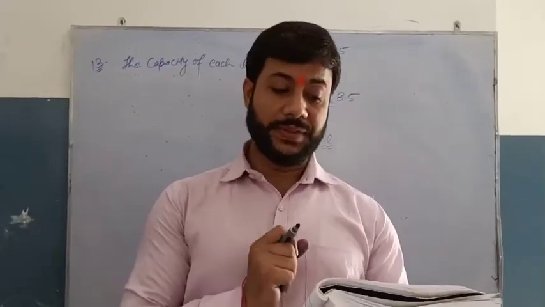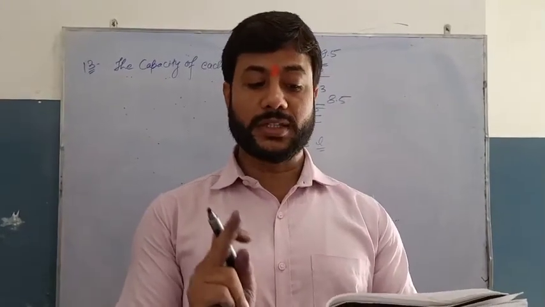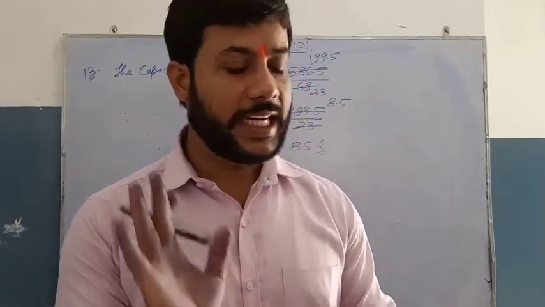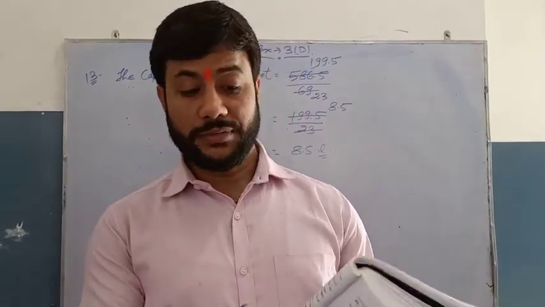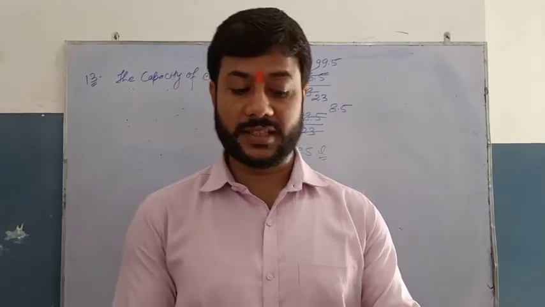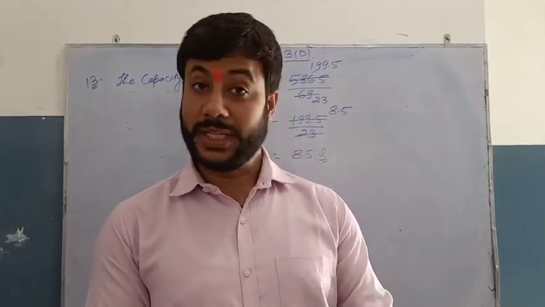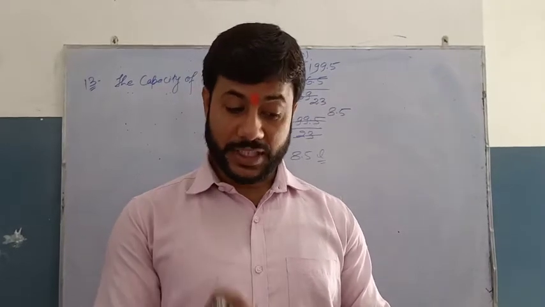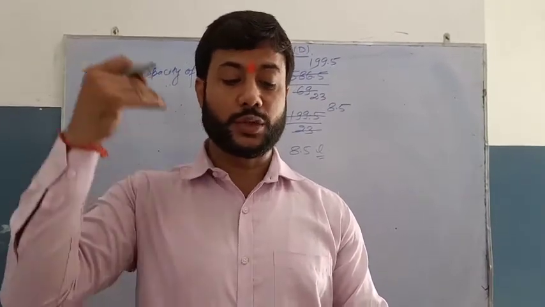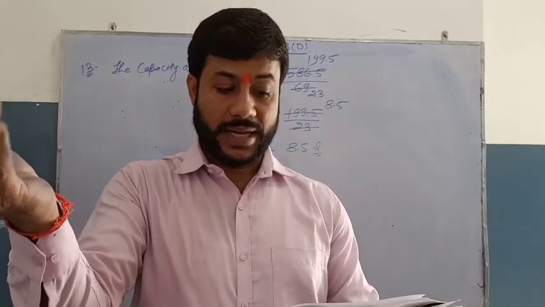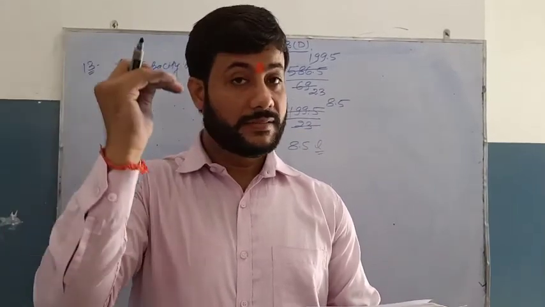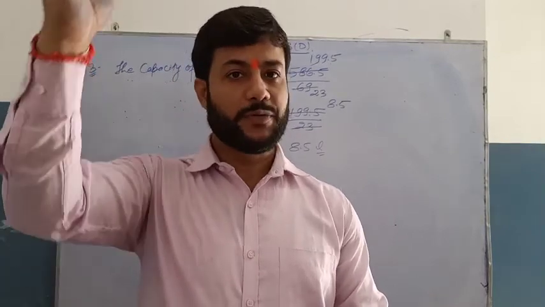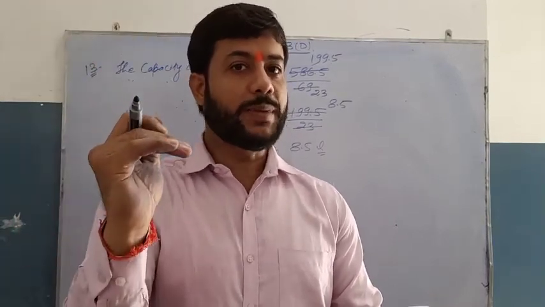Question number 15. Mr. Soni bought some bags of cement, each weighing 49.8 kg. If the total weight of all the bags is 1792.8 kg, then how many bags did he buy? For this also, we have to divide the total weight of bags by the weight of each bag.